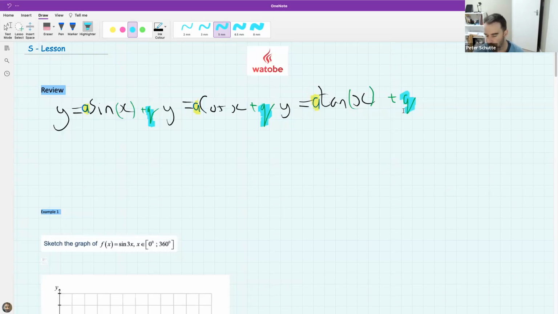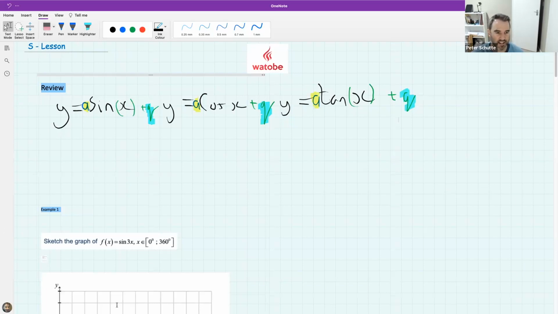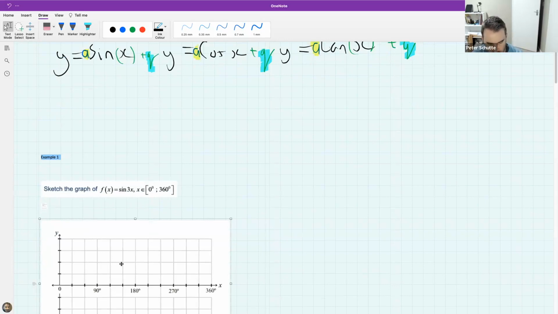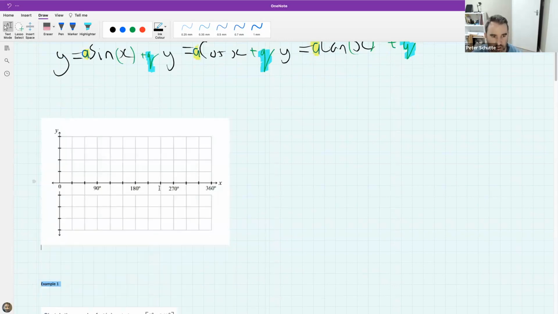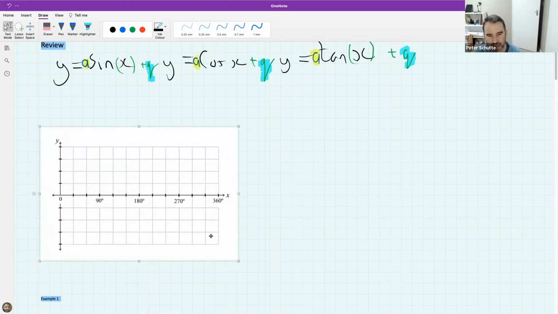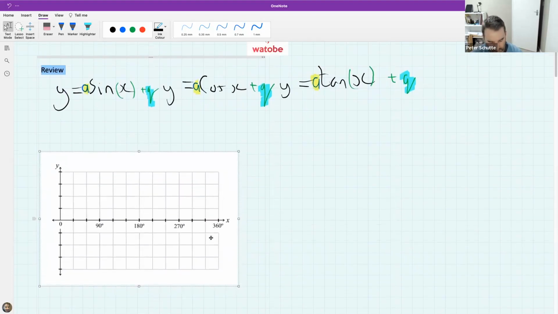And before I get going with some new stuff today, I actually just want to take a chance to revise an example from what we did in the last lesson. There was something else that helped us do this. There was like a secret weapon. What did we use to help us draw these graphs? Our friend, the calculator. So exactly.